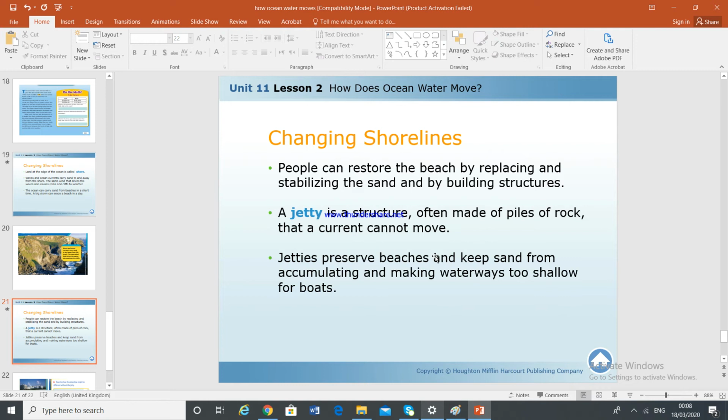They can put sand there. They can also prevent the sand from being eroded or moving from its place by building some structure over there. So what is that structure called? A jetty. A jetty is a structure often made of piles of rock that the current cannot move. They place different rocks there so that the sand does not move from its place.